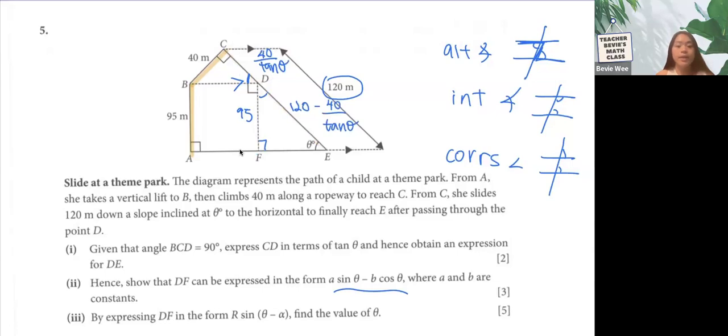Can see? Now, can we look at triangle DEF again with this as theta? All right. Sine theta equals to DF over this one.